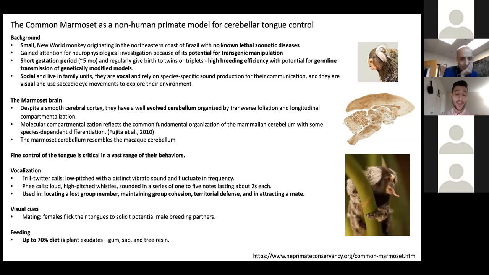So these animals, 70% of their diet is plant exudates. And to get at these, they basically have to climb up trees, gnaw holes in these trees with their teeth, and then use their tongue to extract the desired exudates. Complex movements are demanded in these sorts of behaviors.